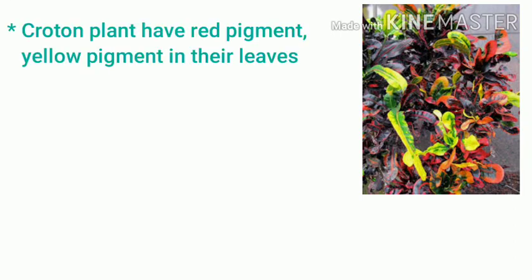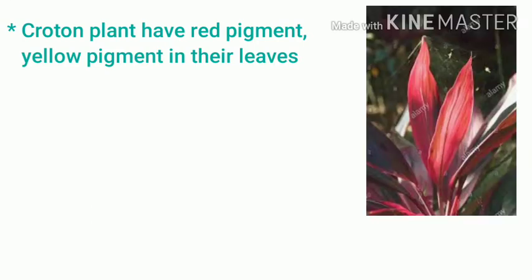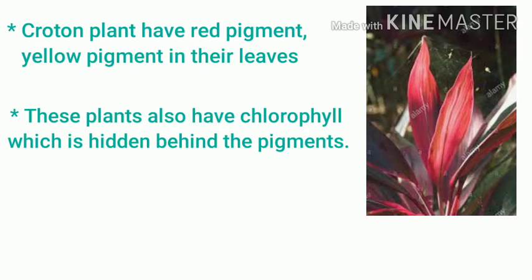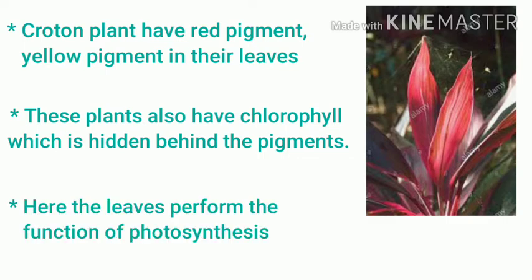Second important point, there are some decorative plants like croton which have red and yellow pigment on their leaf. By seeing from outside, it seems like they don't have chlorophyll and they are non-green plants. But the real thing is that the chlorophyll is hidden behind the pigment, and here also the leaves perform the function of photosynthesis. Further, we are going to learn about heterotrophs and the different types of heterotrophic plants.